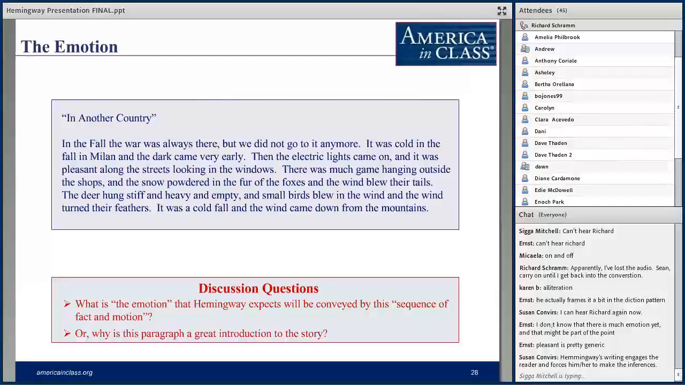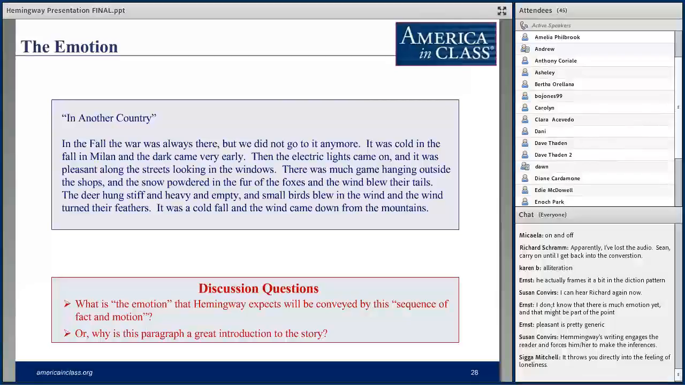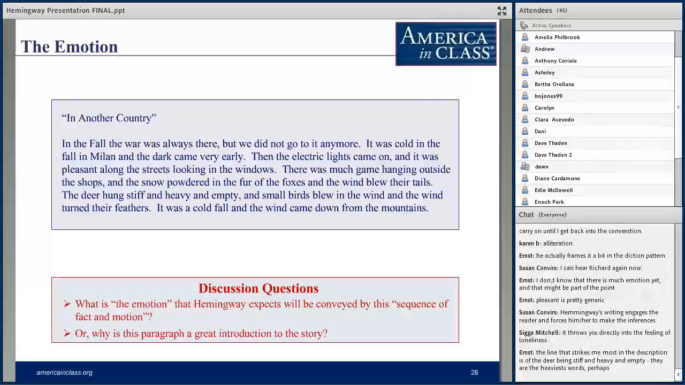I always thought, third sentence, the electric lights came on and it was pleasant along the streets looking in the windows, that always struck me as the electric lights, they push against the darkness, they suggest warmth. I mean, this is a person who's looking, I think, for some consolation amidst this cold and these emblems of death, and, as we later learn, his own close association with death, his own escape. Let's see. It throws you directly into the feeling of loneliness. Yep.